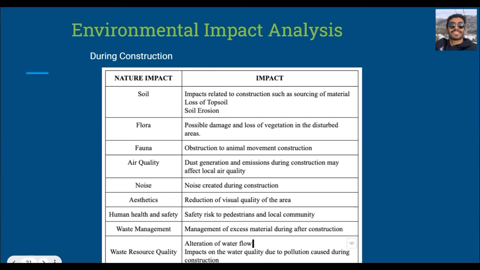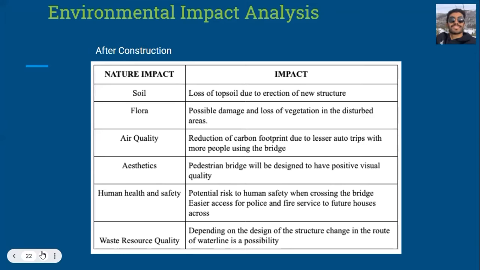So here in this table, we could see the environmental impact analysis during the construction. We could see the impacts on the soil, flora, fauna, air quality, noise, aesthetics, human health and safety, waste management, and water resource quality. Here we could also see another table of the impact analysis after construction.